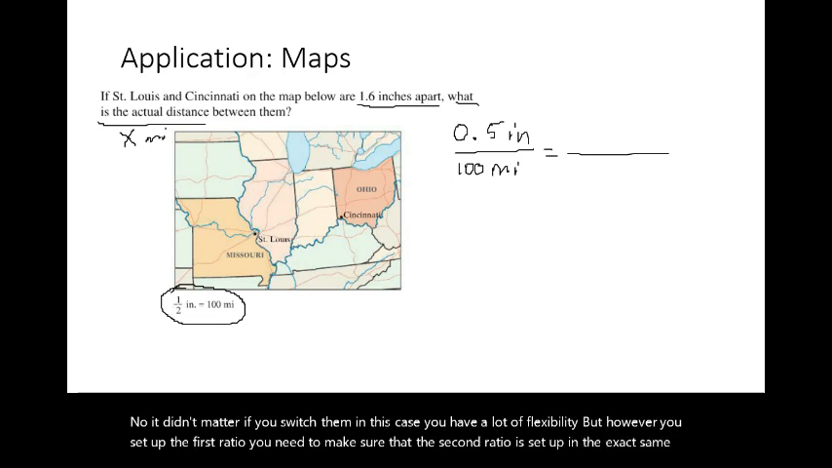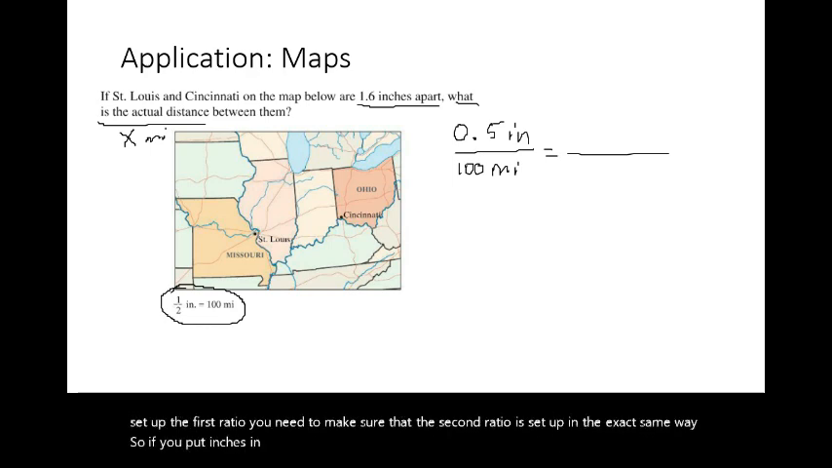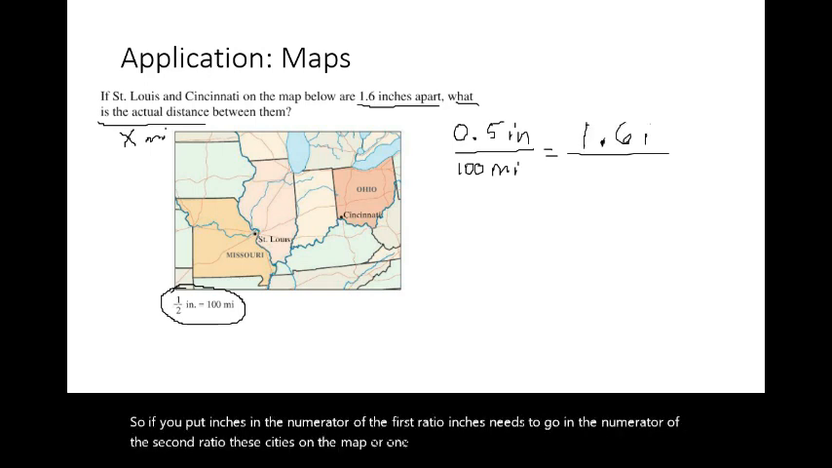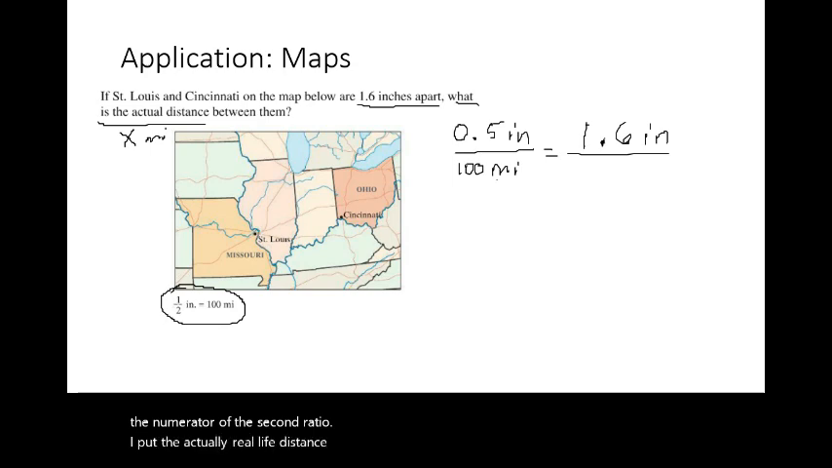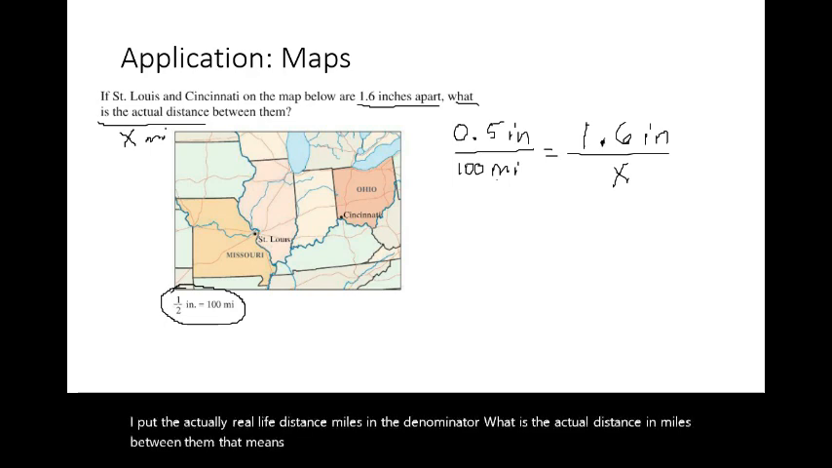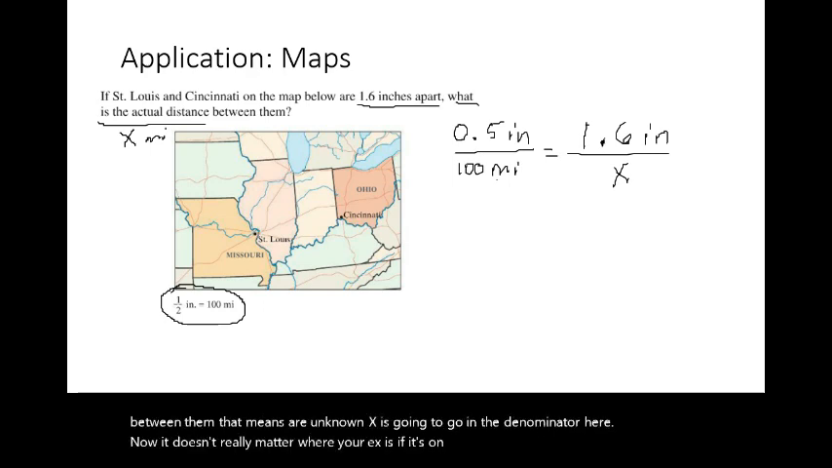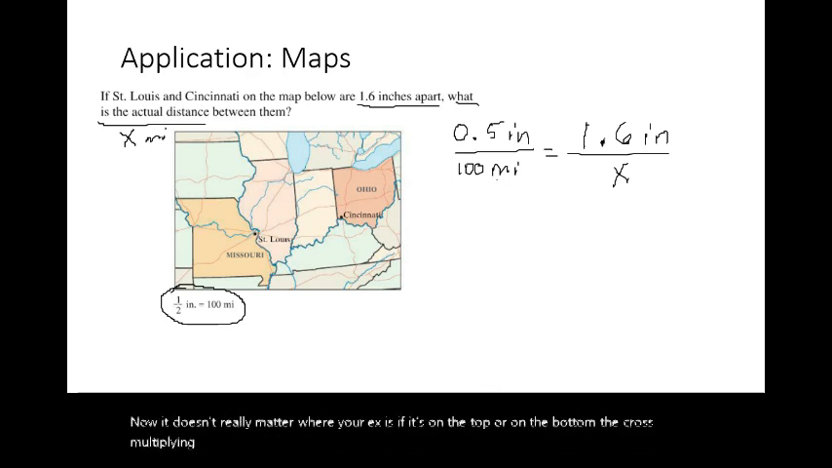So if you put inches in the numerator of the first ratio, inches needs to go in the numerator of the second ratio. These cities on the map were 1.6 inches apart, so I'm going to put the inches in the numerator of the second ratio. I put the real life distance, miles, in the denominator. What is the actual distance in miles between them? That means our unknown X is going to go in the denominator here. Now, it doesn't really matter where your X is, if it's on the top or on the bottom. The cross multiplying process is the exact same regardless.